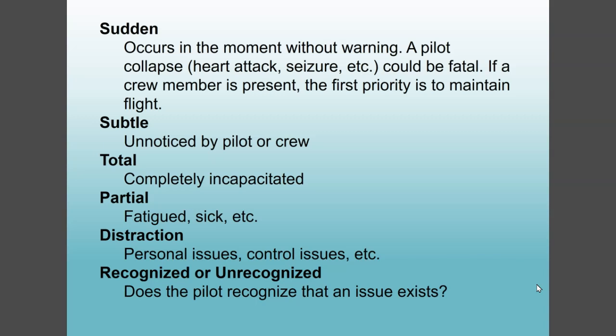Distractions, you have personal issues. You just got in a big fight and you don't feel like flying. Okay. Control issues, you're mad because you had a bad commute to work still, and you're distracted by that. And then you have the recognized and unrecognized. And this is where the pilot may or may not be recognizing an issue.